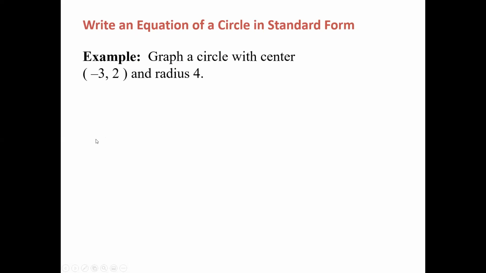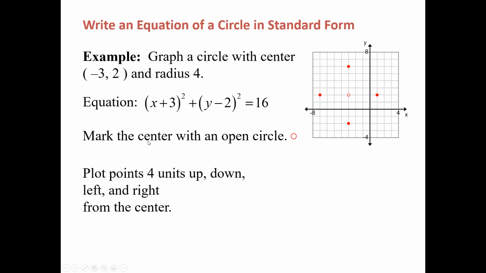Okay, here's our first example. Graph a circle with this center point and that radius. Here's the general form. We substitute the 3 opposite of sign, and we substitute this 2 opposite of sign. Notice we've got the squares here. And then 4 squared is 16. So this would be the equation of the circle with its center here with a radius of 4. Now, to graph that, first we put the center of the circle. We graph it. That's the point -3, 2.